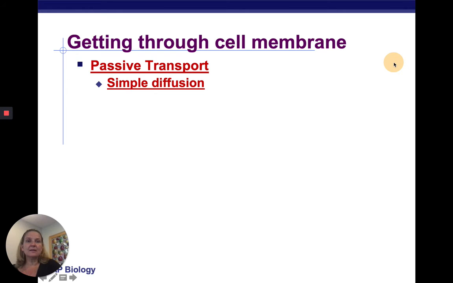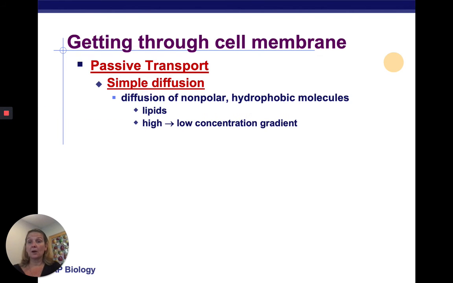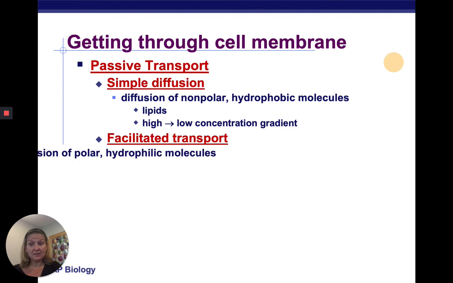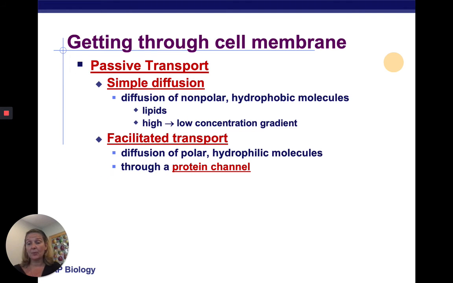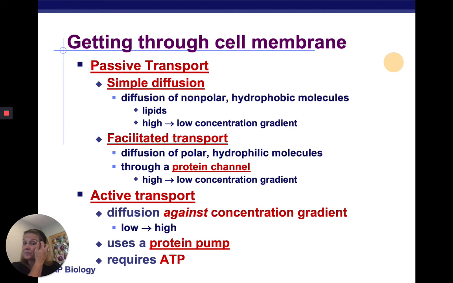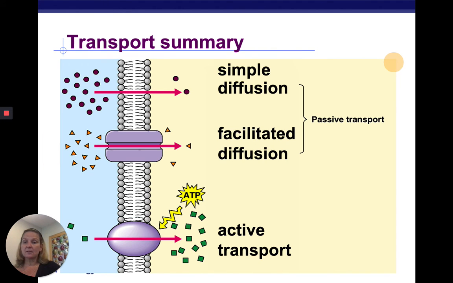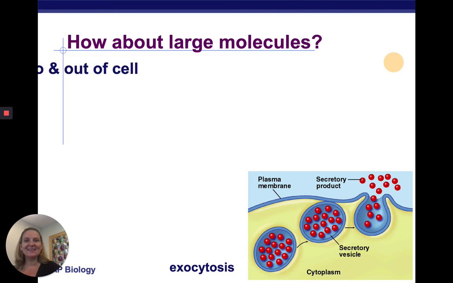So this is just sort of a review of the different types of transport. We have simple diffusion, all right. Facilitated diffusion, where you need a helper molecule, a protein channel, and then we have active transport, okay? So that requires ATP. Okay. This is a nice little graphic for you. Like the explosion of ATP there.